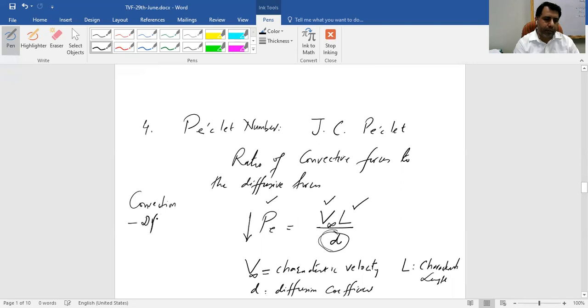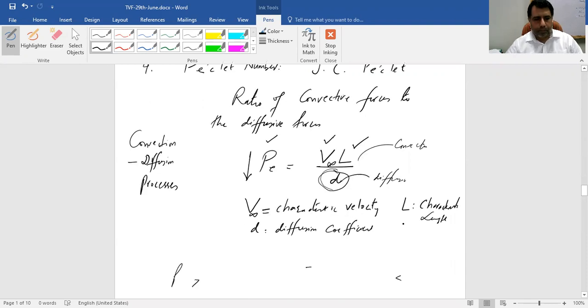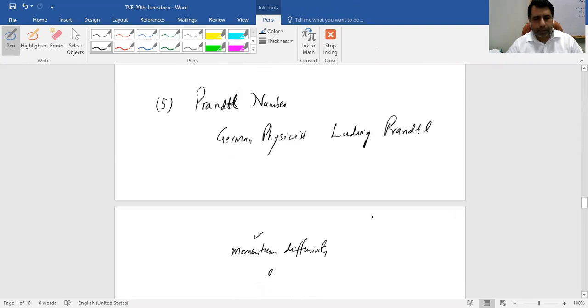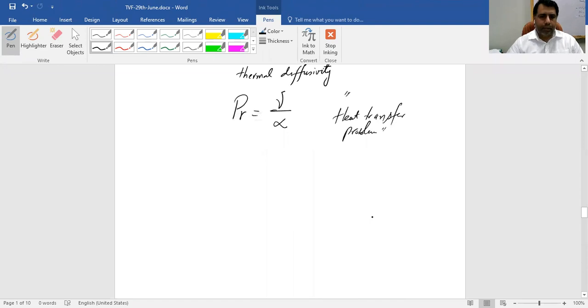This is very important in convection and diffusion processes. So if Peclet is high, it means the convection is dominant. If Peclet is low, the diffusion process is dominant. So this is for diffusion. This is for convection. And the last one was Prandtl number given by Prandtl. This is momentum diffusivity over thermal diffusivity.